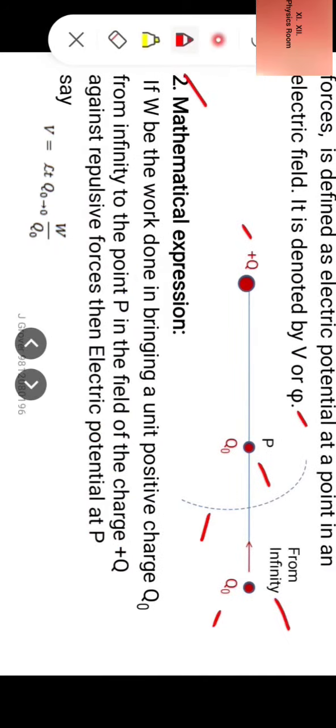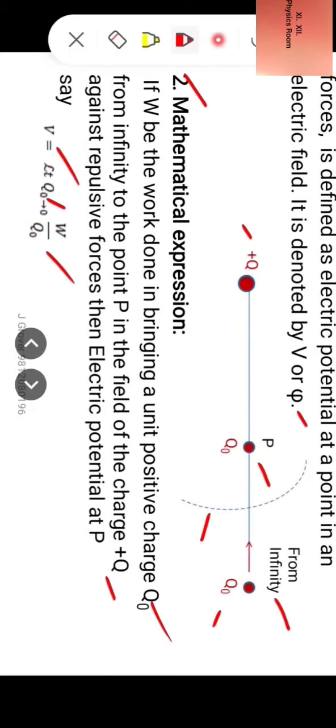Mathematical expression. If W be the work done in bringing a unit positive charge Q naught from infinity to the point P in the field of the charge plus Q against repulsive forces, then electric potential at P, say V, is equal to limit Q naught approaches 0 of W by Q naught. So V is equal to W by Q naught, where limit Q naught approaches 0.